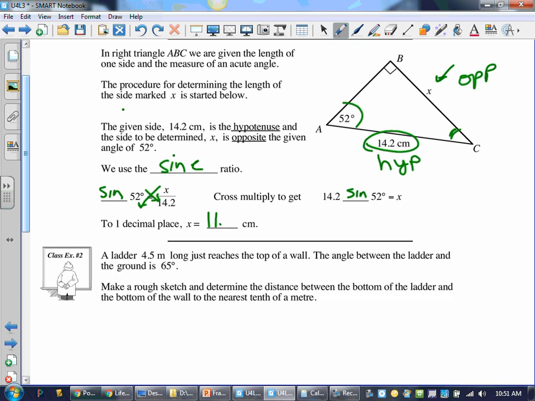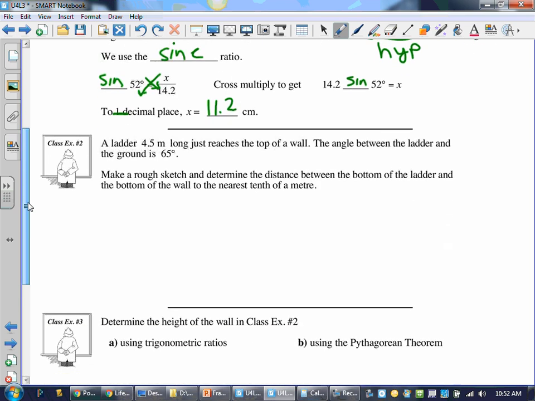It actually doesn't say it, does it? Oh, to 1 decimal place right there. Sorry, 1 decimal place right there. So 11.2 is what we're going to do. So make sure you look back to see how much you have to do to what decimal place. Okay? All right. Now we're going to do it again.